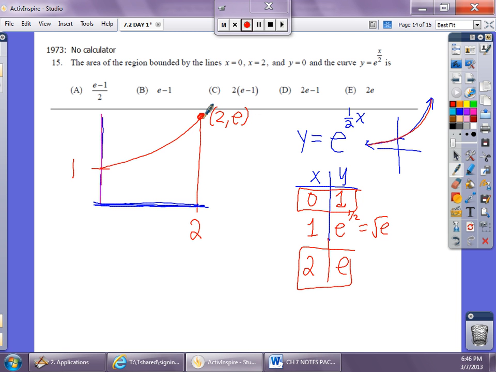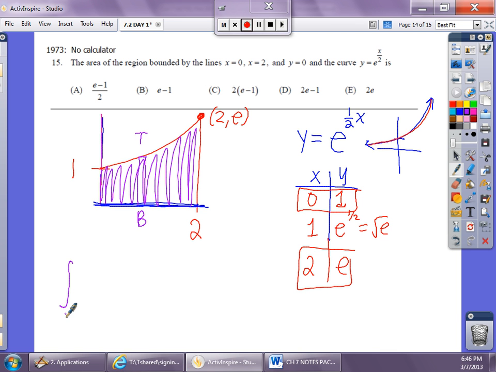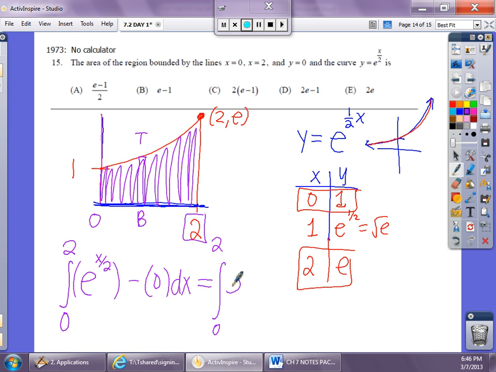So what's interesting about this is you could do this problem 2 different ways. You could do it using top and bottom. If you do top and bottom, you would go from an x value of 0 to an x value of 2. Top function is e to the x over 2, bottom function is 0. But that is exactly the same thing as just finding the plain old integral of the function given. Okay?